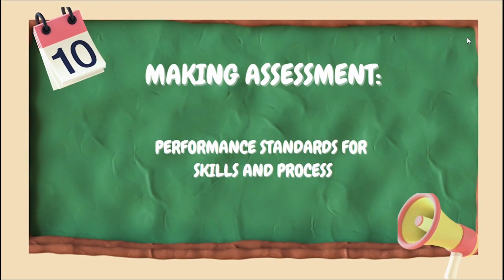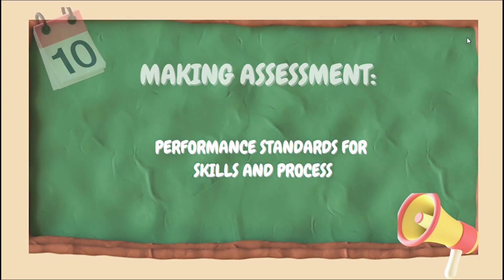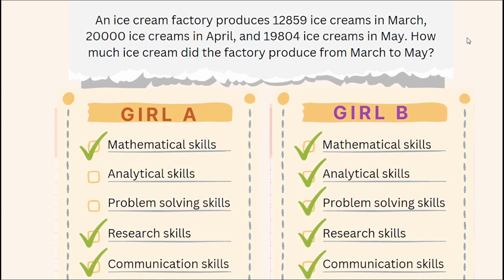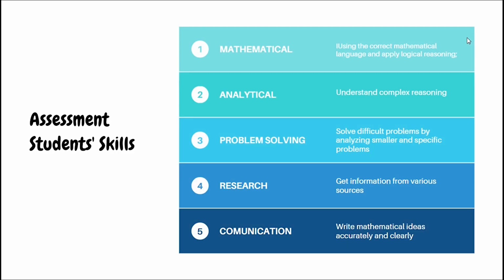Next, the teacher will make an assessment based on the performance standard for skill and process. Girl A is said to be mastering 3 skills, while girl B is said to be mastering all the skills. What caused this situation to arise? Actually, the answer for girl A is wrong, so it can be said that she is not analytical, as she cannot make a logical answer and fails to solve the problem.